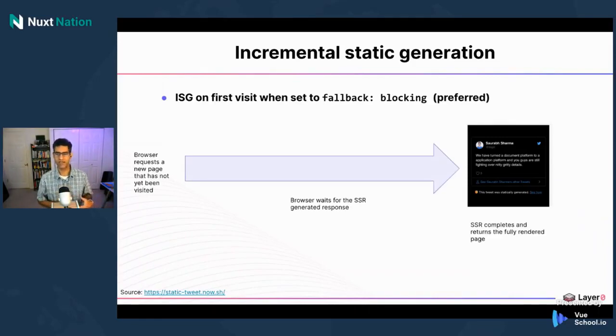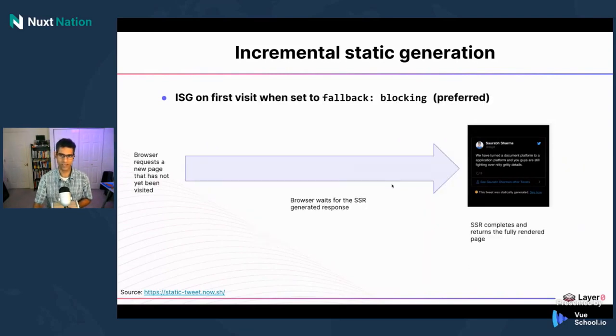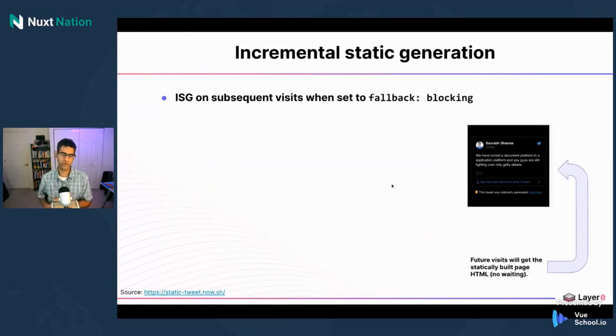Fallback blocking is now the preferred method. They unveiled it a little later. The difference with fallback blocking is that when a user requests a page that hasn't been visited, the browser just waits for the generated response. The reason they did this is because a lot of bots had challenges dealing with JavaScript on the page with this placeholder and then loading the appropriate content. But just like with fallback true, any future visits get the statically built page with no waiting, and you get those really fast time to first byte times.